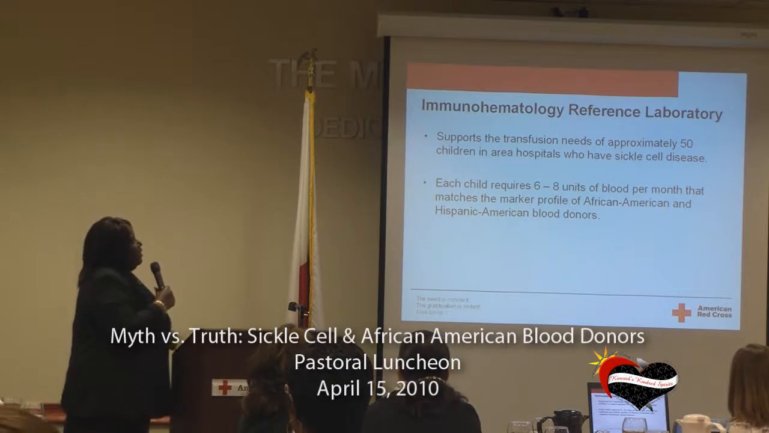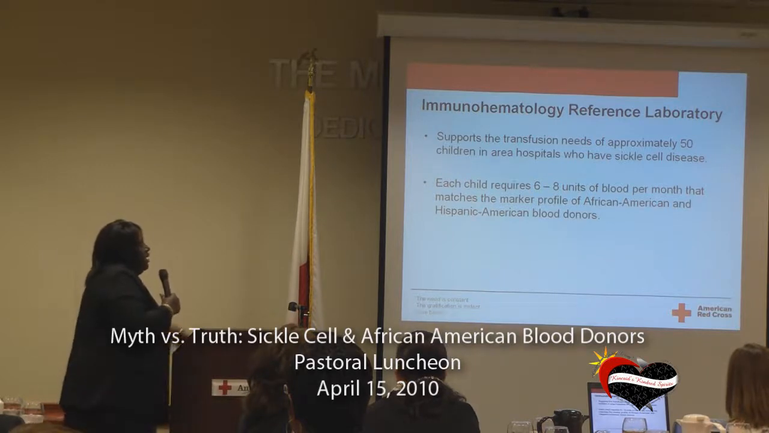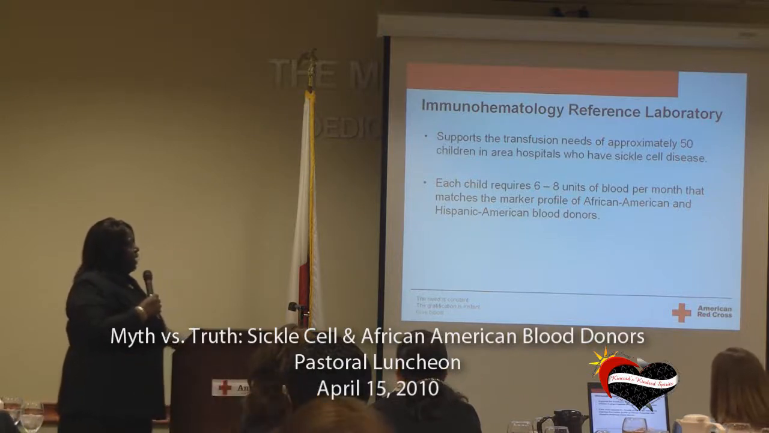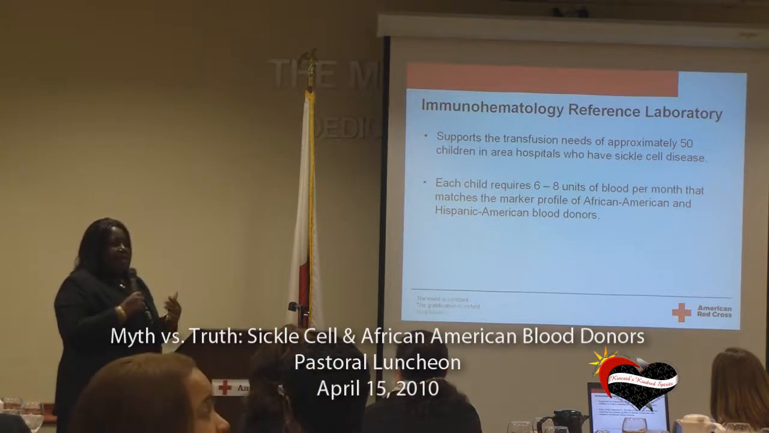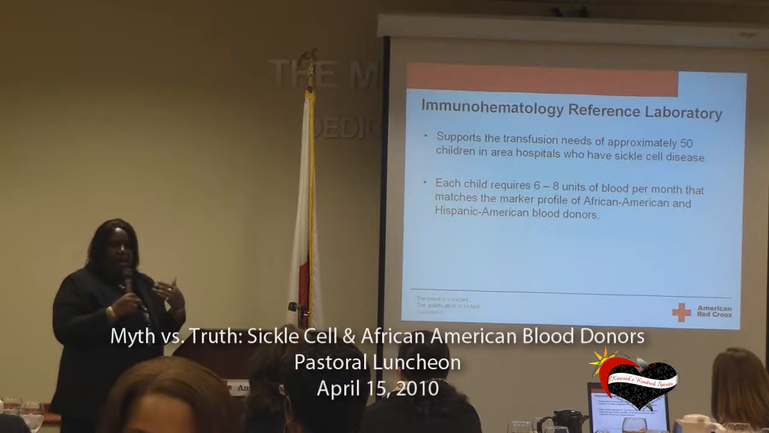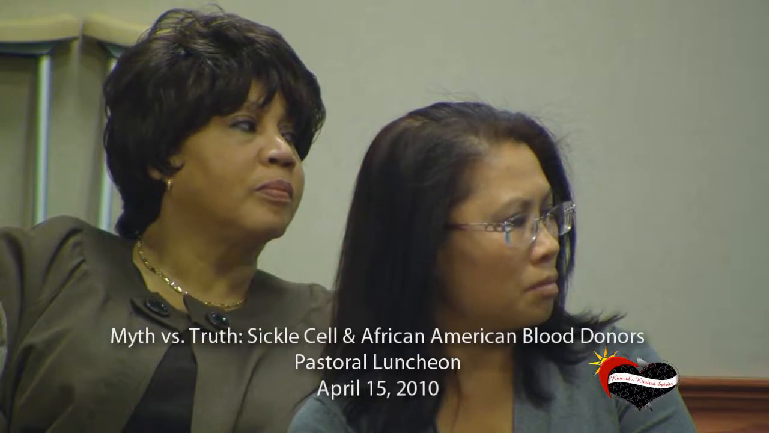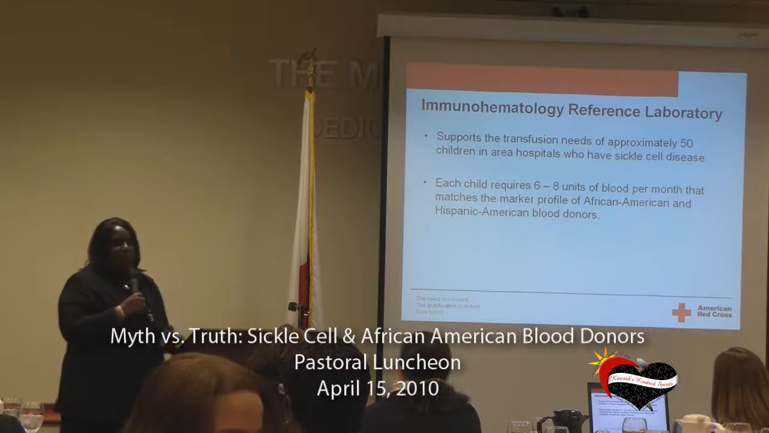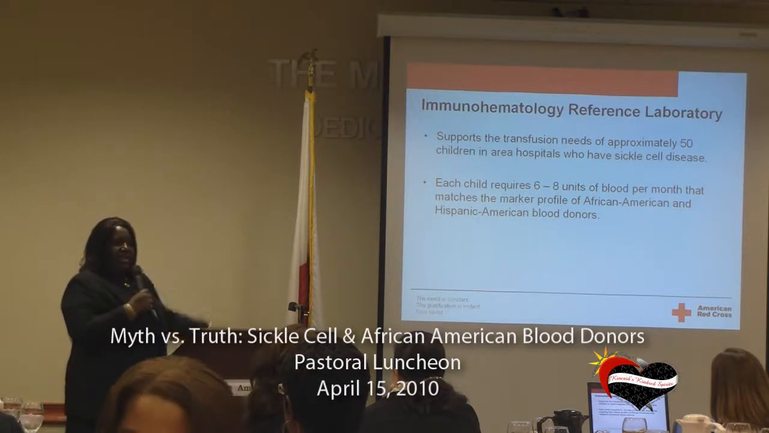The reference lab supports the transfusion needs for approximately 50 children in our local area who have sickle cell disease, and each child requires 6 to 8 units per month. So they have shelves in the back. They have a list of kids. As we are fortunate enough to identify a donor who's antigen negative, we set those units aside, and when the need comes in, we have that blood available. But it's not often that we get enough blood that we can set aside for all the kids and adults in need.